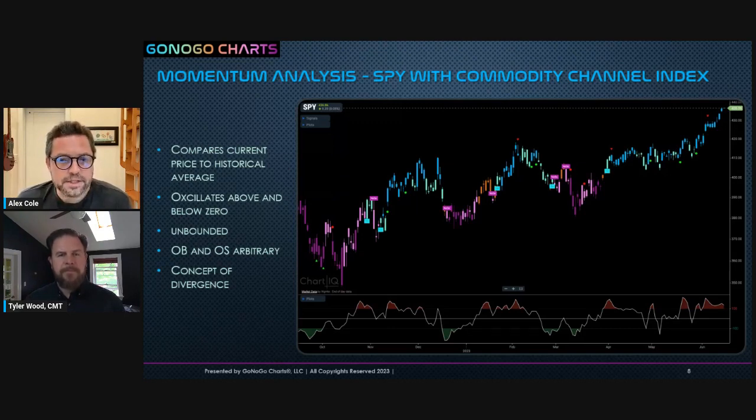Also, like ROC, it's unbounded, which can bring in the challenge of being subjective with your levels of overbought and oversold. It becomes arbitrary. You can see even on a simple chart of the S&P, which trades fairly sensibly, you can get overbought readings up to 300. So where do you set those overbought levels? Do you set them at 100, which is quite common? But how do you know when you've really got to overbought?